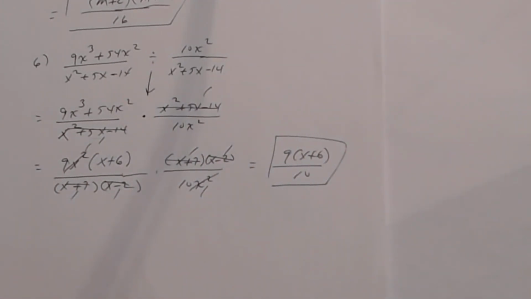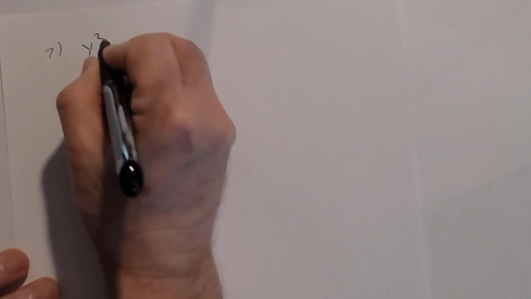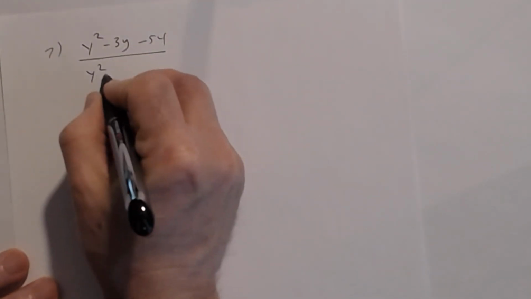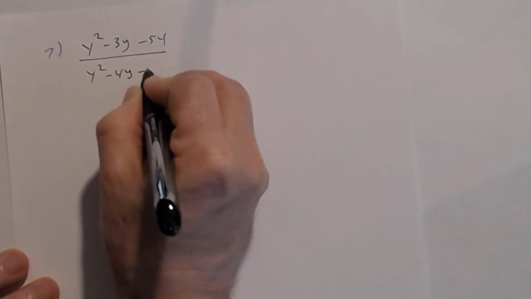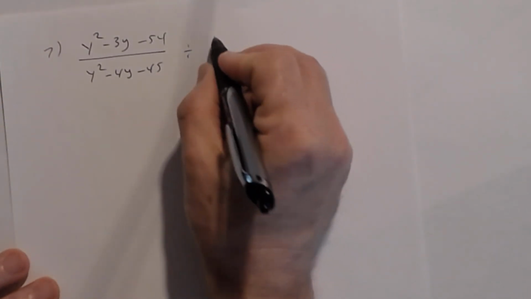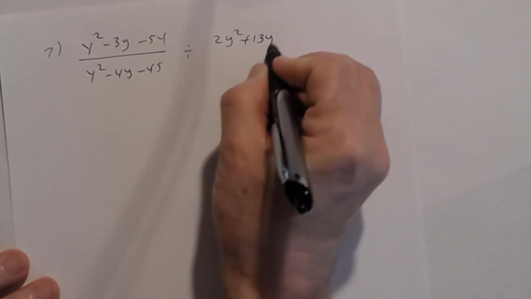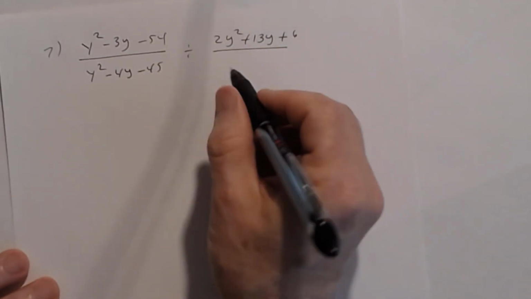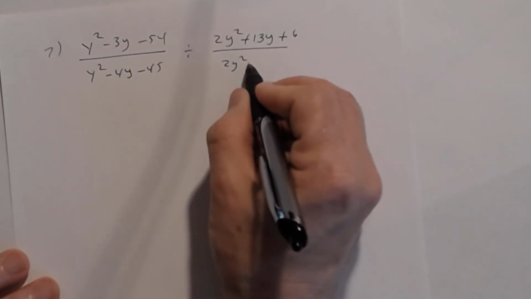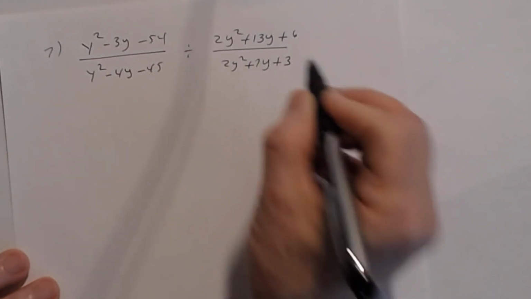Now, let's look at number 7. Number 7. So in number 7, let's suppose we had this for number 7. We have y squared minus 3y minus 54 divided by y squared minus 4y minus 45. And that's being divided by 2y squared plus 13y plus 6 over 2y squared plus 7y plus 3.